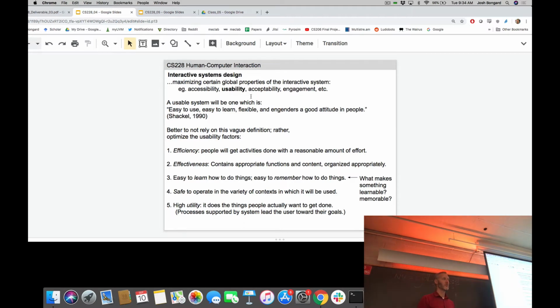What makes something memorable? It's easy to remember when you come back to it how to use it. Familiarity helps here as well. What else?